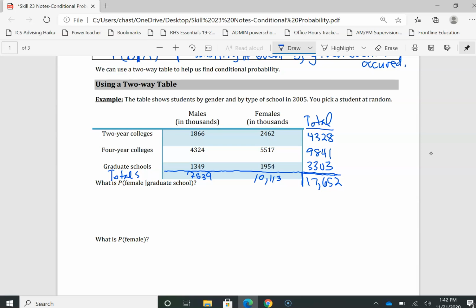So what we need to do is first answer the question, what is the probability of selecting a female given they went to graduate school? So what this means is we're restricting our total to just the graduate school students. I look at my graduate schools and I had 3303 that attended graduate school. So that becomes my denominator. And I need the females that went to graduate school. So 1,954 females went to graduate school.